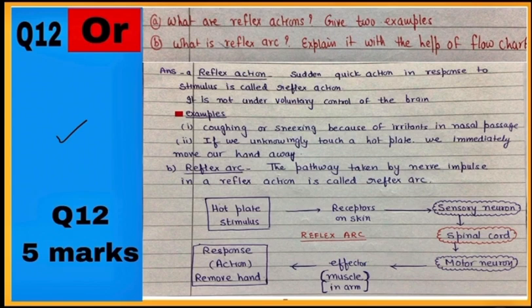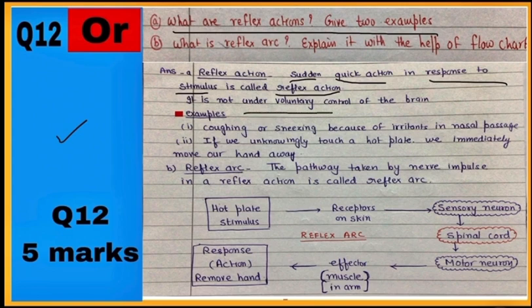There is a choice in question number 12. Part A of question number 12. What are reflex actions? Give 2 examples. Sudden, quick action in response to stimulus is called as reflex action, and it is not under voluntary control of the brain. Now check the examples. Number 1, coughing or sneezing because of irritants in nasal passage.